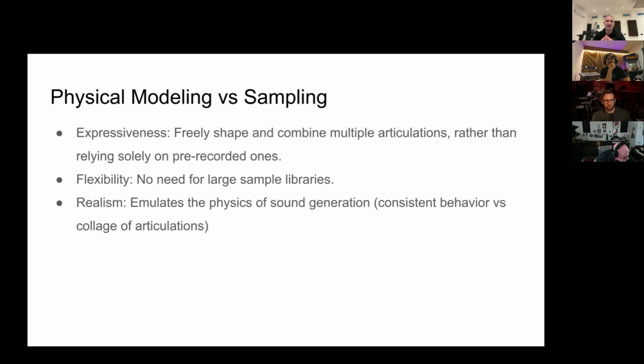Let me say just a few words about comparing physical modeling versus sampling. First, we have the expressiveness. With physical modeling, we can freely shape and combine multiple articulations rather than make a collage of pre-recorded articulations. We have great flexibility, so we don't need large sample libraries.